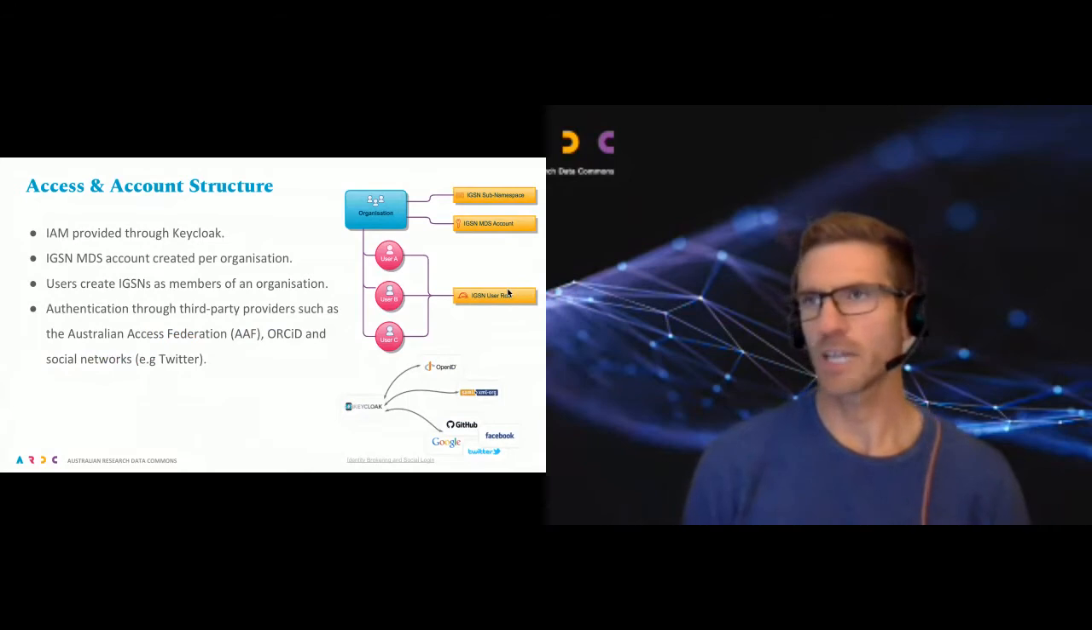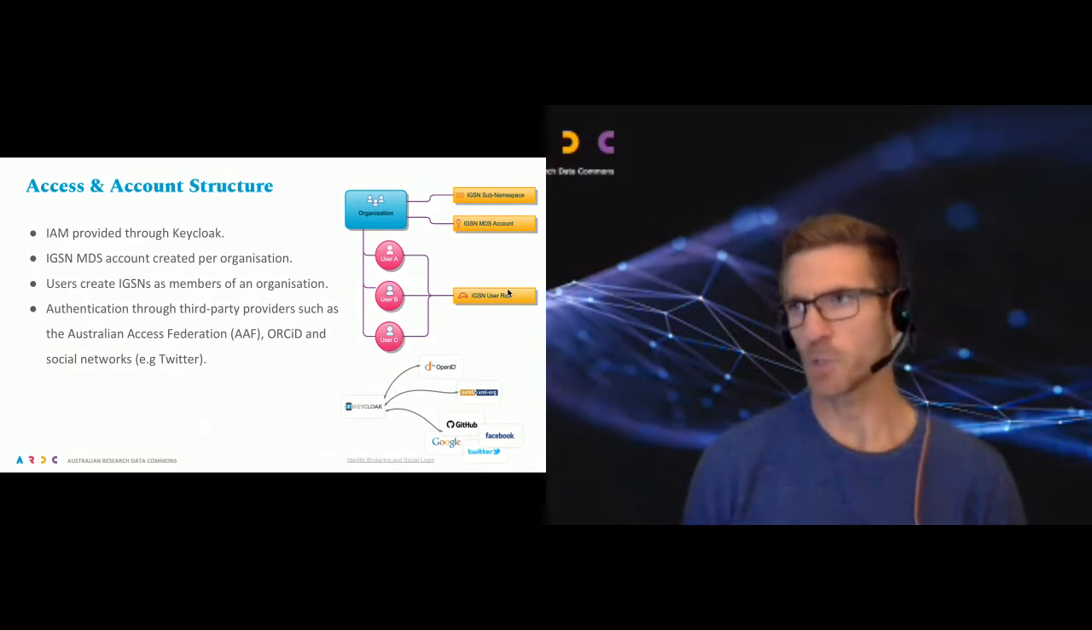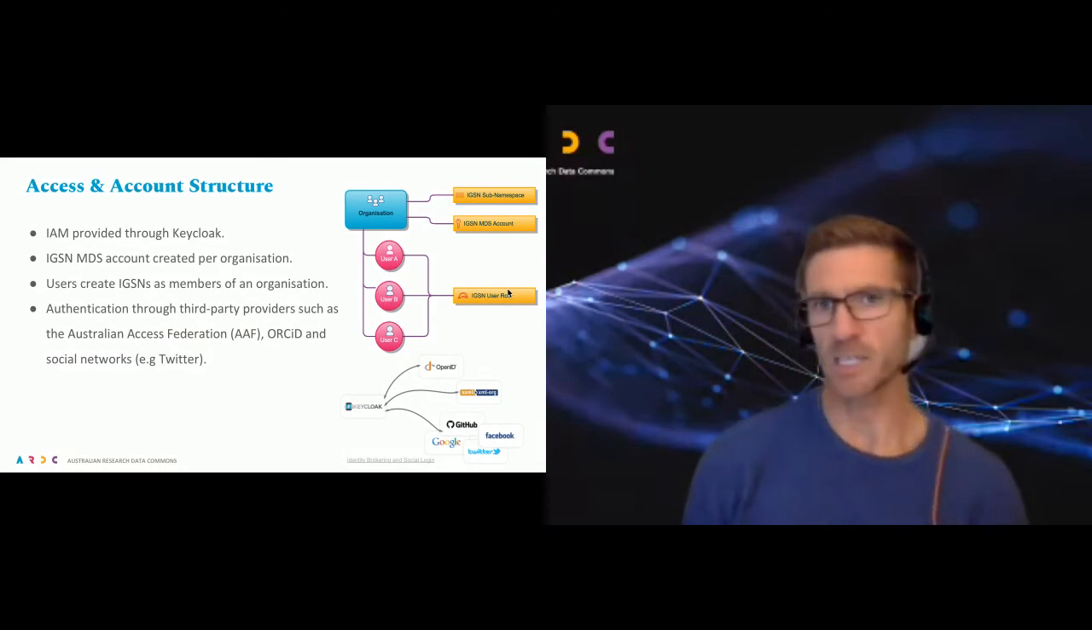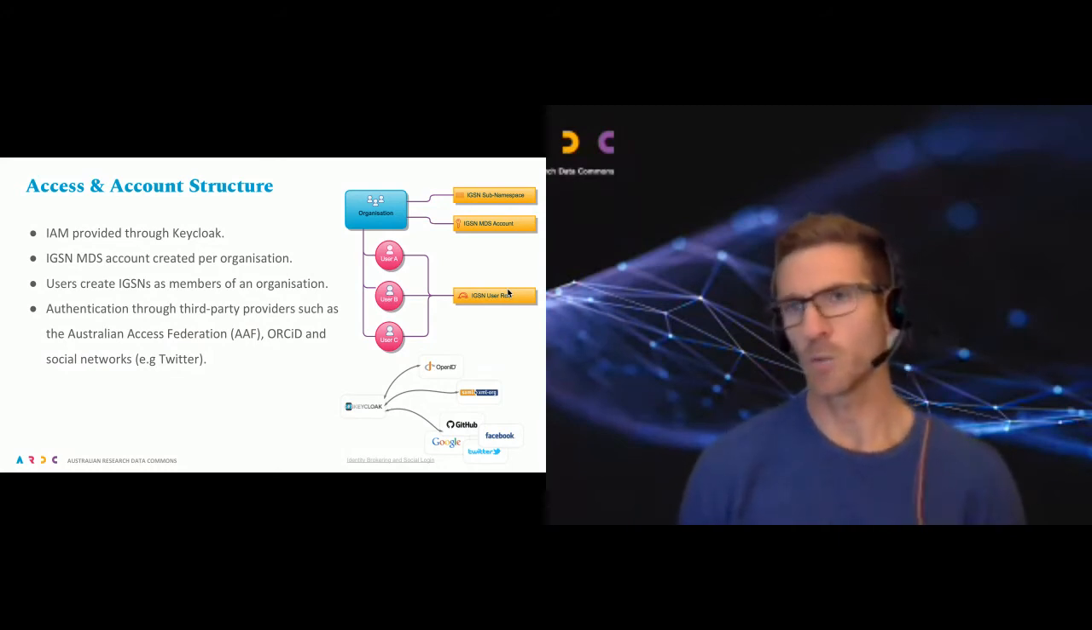Very briefly, just on the access and account structure, as I said before, the AIDC generally operates its services in an organizational structure. So we don't allocate service access directly to a user to mint their own IGSNs. We set up an organization within our systems. So for example, we would set up, say, CSIRO as an organization. We would allocate them a sub namespace for IGSN. And then we would also give them a single MDS IGSN account for them to use. So all their IGSNs would be minted underneath that one account.